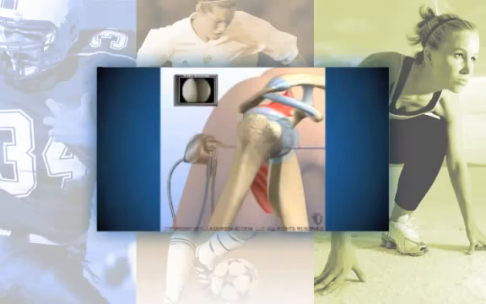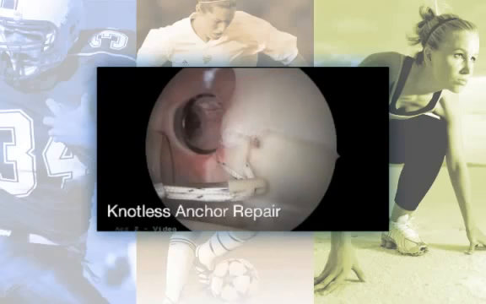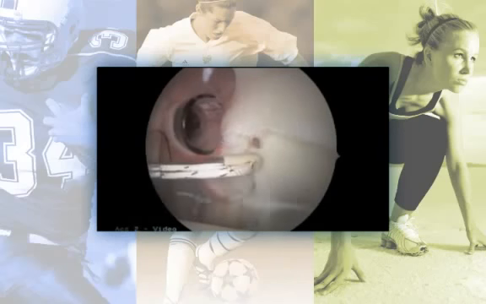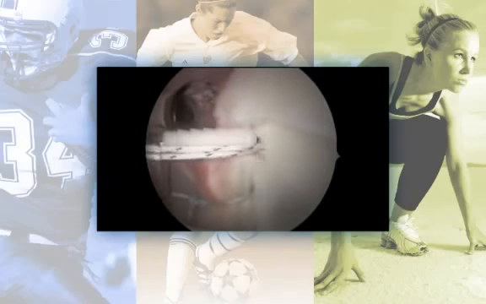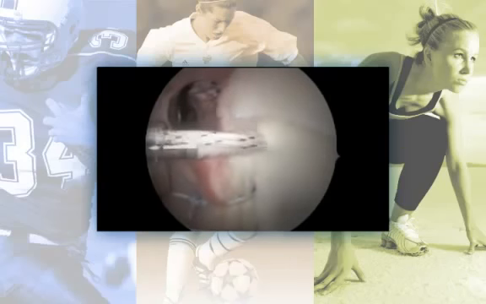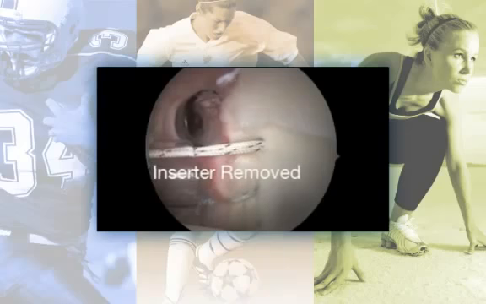Here you see the steps involved with a knotless anchor repair. The suture has been passed around the labrum and a drill hole has been placed in the bone. The sutures are passed through the eyelet and the anchor is passed into the joint. The anchor is then impacted into the bone. The anchor inserter is then removed, and the suture is cut, completing the labral repair.